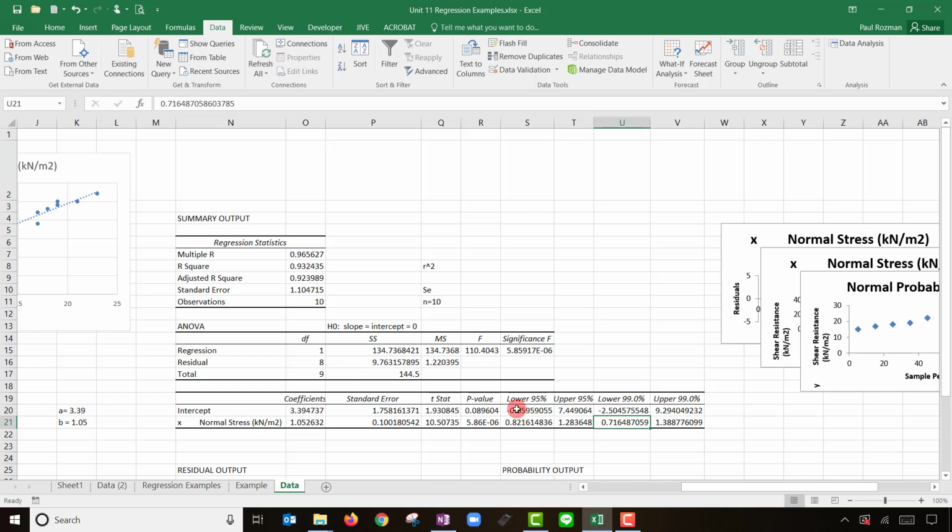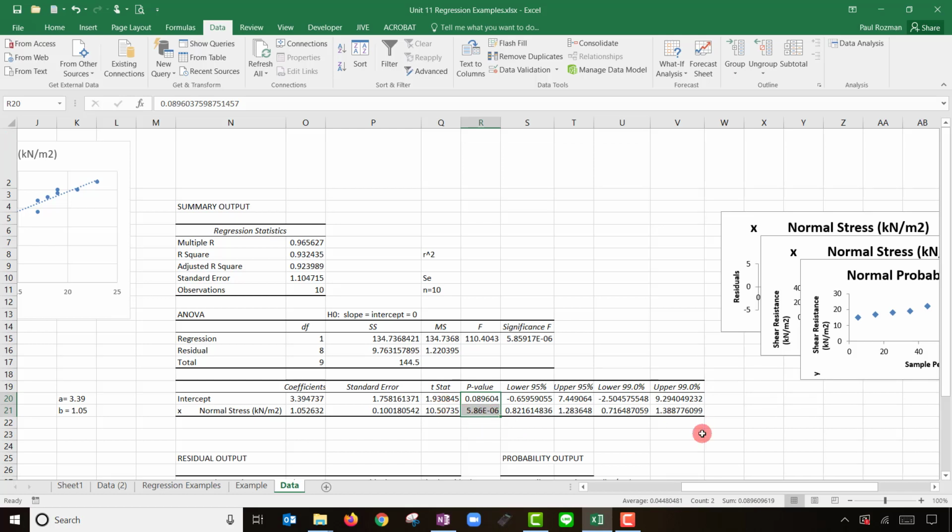It also gave me the p-value for the hypothesis test. So the hypothesis test is the intercept is zero, or the hypothesis test is the slope is zero. And then we have these p-values where we could either reject that or not. So, an example: null hypothesis, intercept is zero.